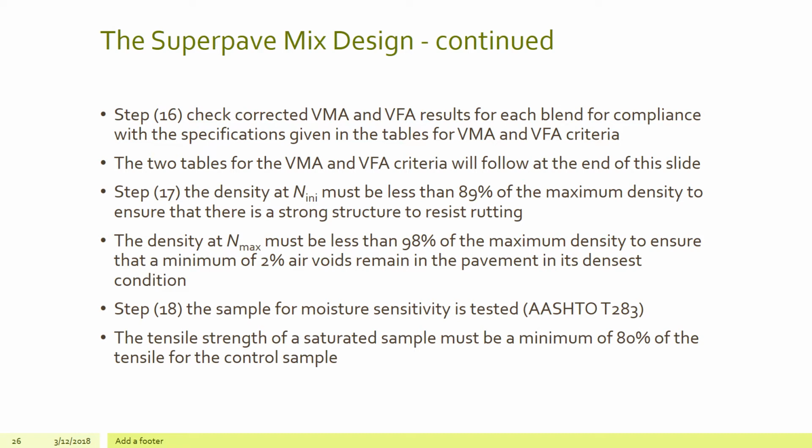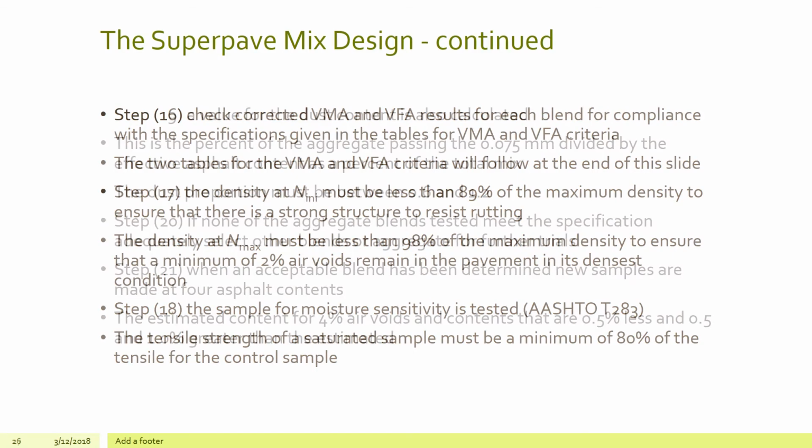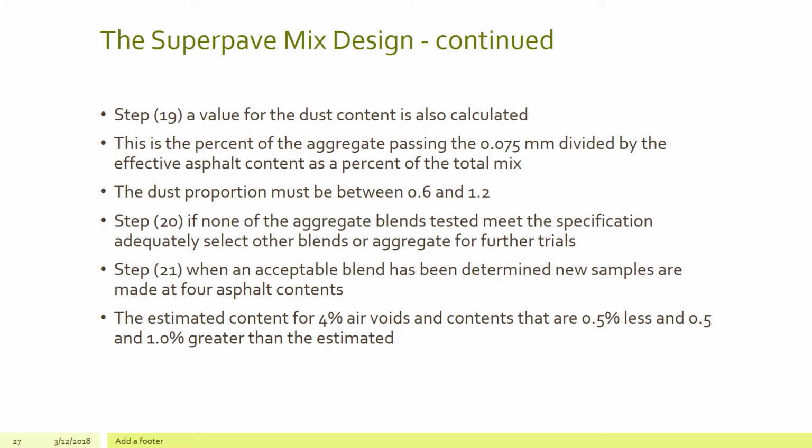The sample for the moisture sensitivity is tested. Again, AASHTO T283 we're looking at. And the tensile strength of a saturated sample must be a minimum of 80% of the tensile strength of the control sample that we have looked at. We want to know the value for the dust content, so we want to calculate that. And of course, the percentage of the aggregate passing the 0.075 millimeter divided by the effective asphalt content as a percent of the total mix. The dust proportions must be between 0.6 and 1.2.